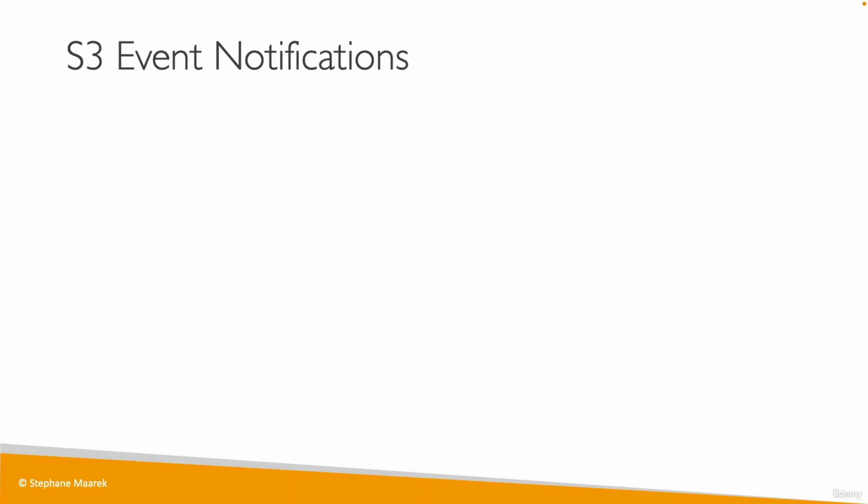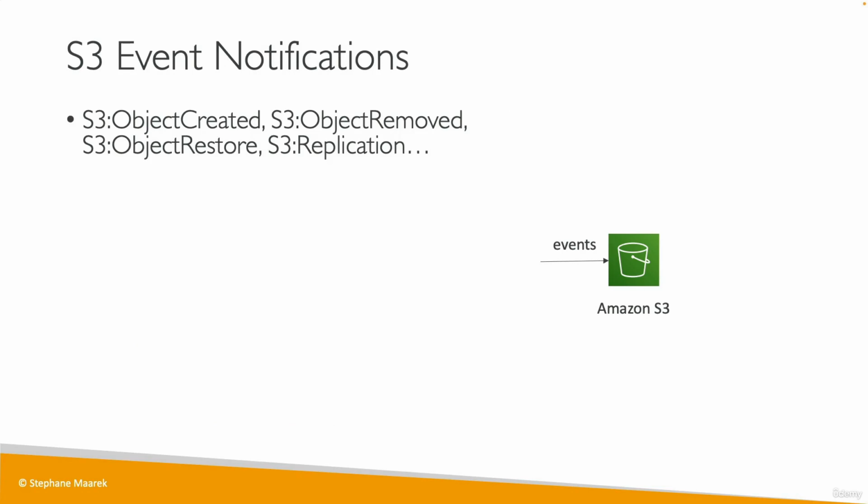So now let's talk about S3 event notifications. The idea is that your events are going to happen in Amazon S3. What are events? Well, events are things such as an object is created, or an object is removed, or an object is restored, or there is replication happening. And you can filter these events. So you can say, I only want to consider the objects that end with JPEG.